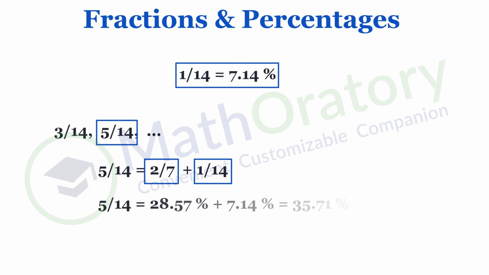So all these things you have to practice to get it mentally, okay? Otherwise there is no फायदा of discussing these kind of things. इसको mentally करने का आदत करो. So 2 by 7 is 28.57. This is 7.14. You can add this mentally, 35.71.